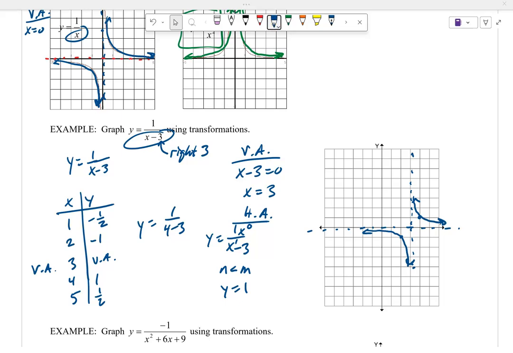Sorry, if n is less than m, y equals 0. I just noticed my horizontal asymptote was pointed out to me. Thank you. That is y equals 0. I did graph that y equals 0.